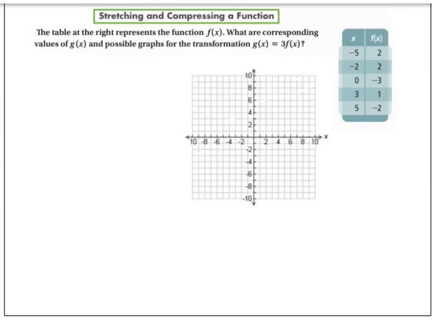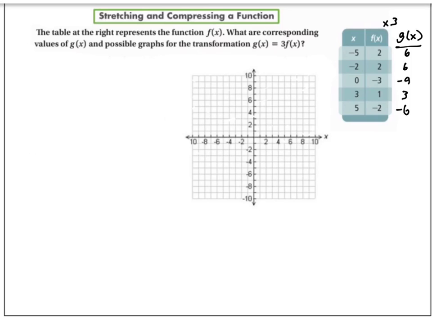So to figure out what g of x would be here, its values, we merely just need to multiply f of x's values by 3 to find our new values. So in this case, instead of 2, g of x has a value at 6, and then 6, negative 9, 3, and then negative 6.